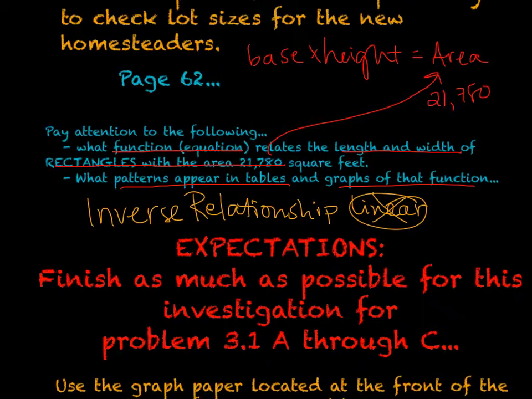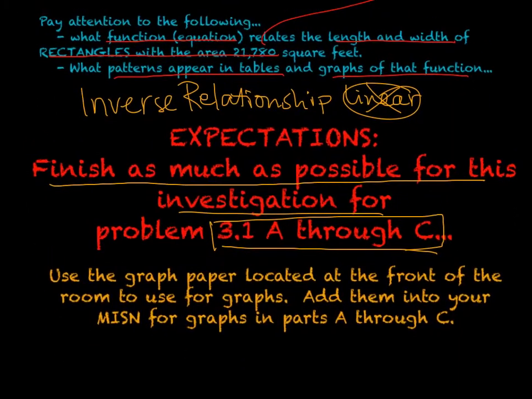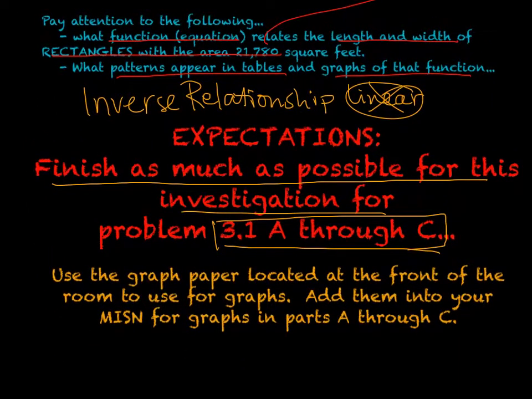So, your expectations for today. I would like you to finish as much as possible for this investigation for problem 3.1, and we're going to be doing A through C. So we're doing the entire investigation. So please work yourself through this. If you need any graph paper, it's located at the front of the room. And please add them to your mission if you need graphs for parts A through C. If you have graph paper in your mission, or if your mission is graph paper, use that. However, if you want to not use up entire pages or whatever, you can completely use the graph paper that is located at the front of the classroom.